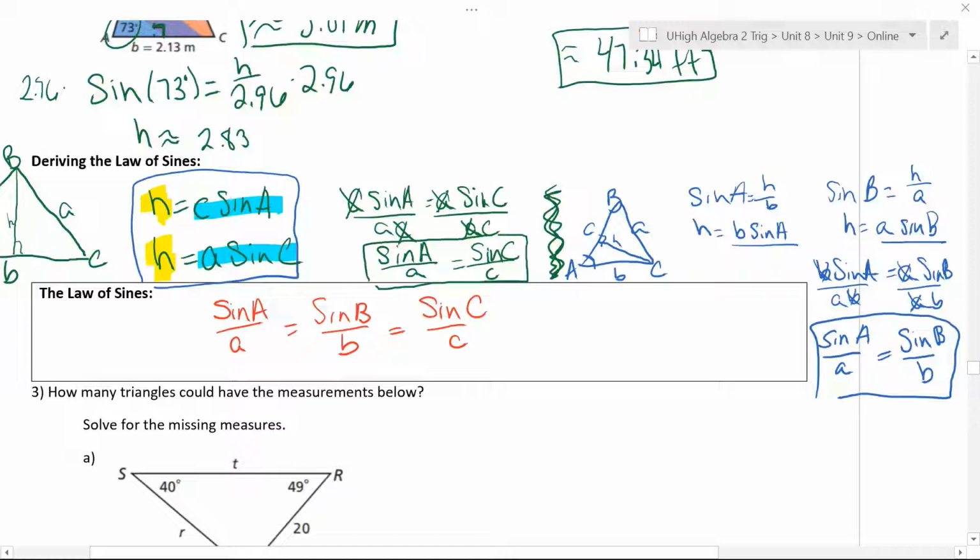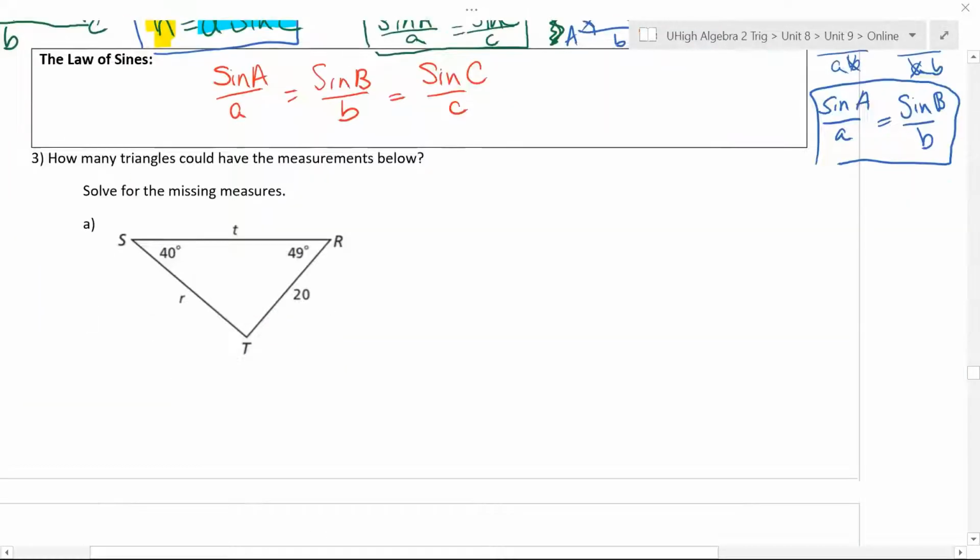So what does this mean when we're solving triangles? Let's take a look at number 3, and this is going to be a two-part question here. First, how many triangles can have the measures below, and solve the missing triangle measures? So for this first question, how many triangles could have the measurements below? We want to think back to our triangle congruence postulates that we learned in geometry. And I don't expect you guys to memorize them all, so I want to write them off to the side here.